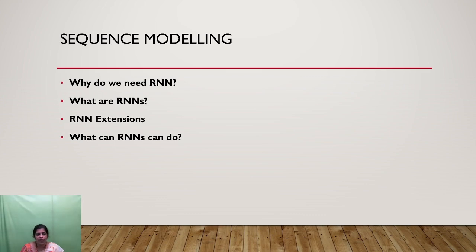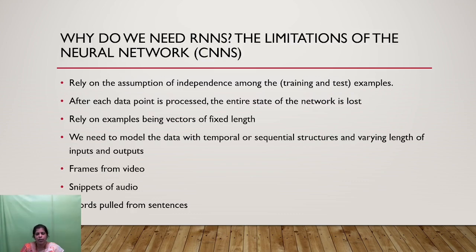What is the need for recurrent neural networks, what are the extensions, and how can we do that? We are assuming that your training and test samples are different. At each data point we process various states of the network. Mainly they rely on examples based on vectors of fixed length. We need to model data with temporal, time-based details or other sequential features, which will have varying inputs and outputs, so the length of the input and output vectors should vary.